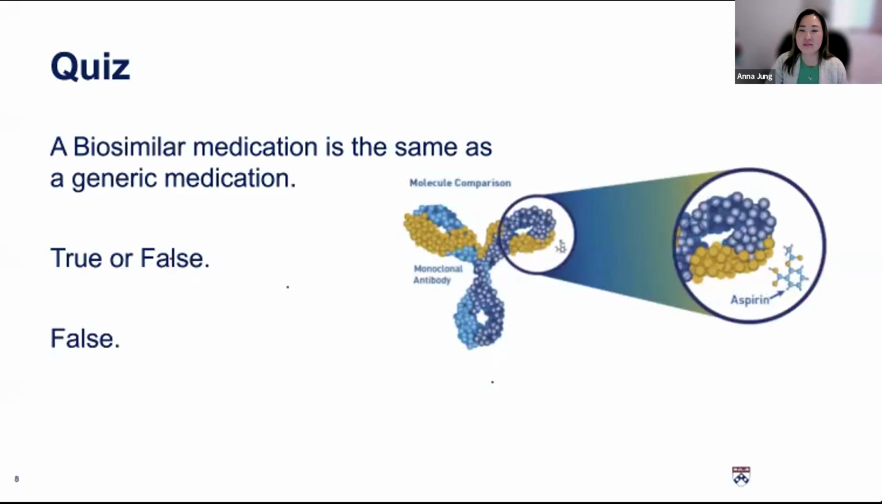So biosimilars are like generic drugs in some ways because both are versions of brand name drugs, and they do have the potential to offer cost savings to patients. But the main difference is that generic drugs are generally smaller and simpler and more straightforward to copy, whereas biologics, as we already mentioned, cannot be copied exactly because they are large, complex molecules.